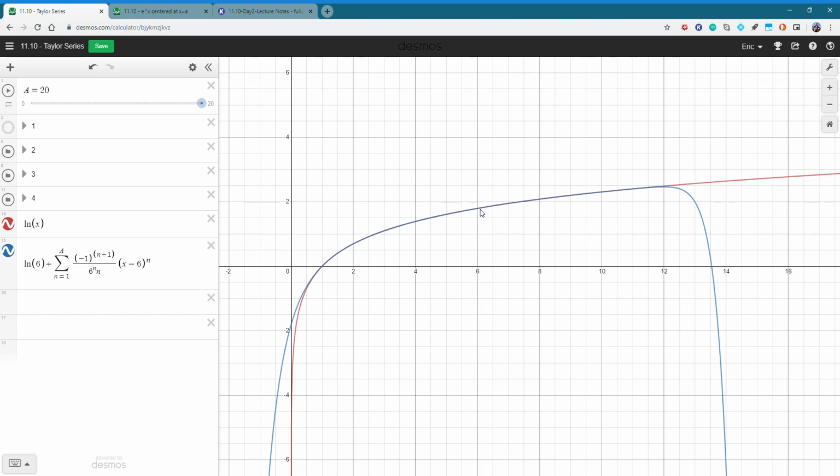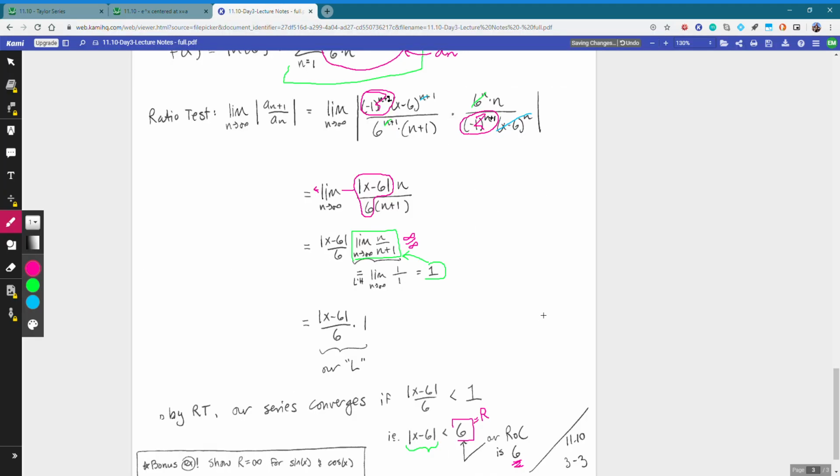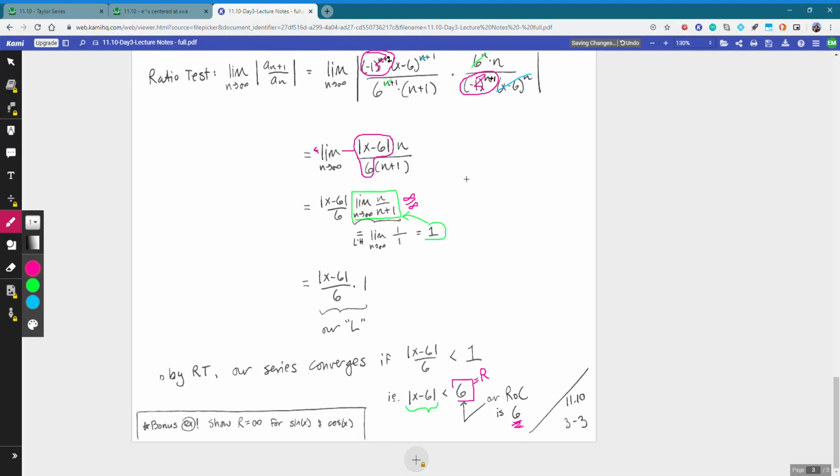All right, so that's the picture. Again, we're anchored at 6 by our choice of that center of 6. And that's what it looks like to compute the Taylor series for a function where our center is something else besides 0, and then take our formula and find its radius of convergence.